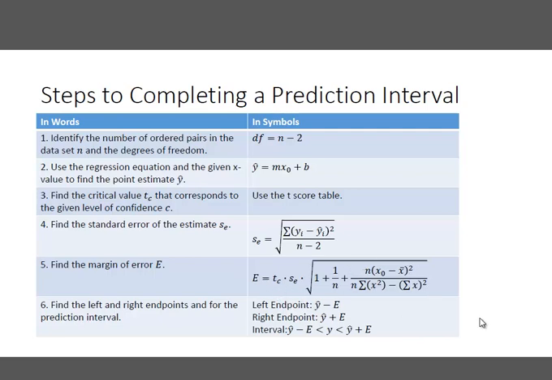Now, lots of weird symbols in here. Some of these should be familiar to you. Some of these will be something that I haven't talked about in a minute. For instance, the sigma symbol, which again means sum. We'll get to that momentarily.